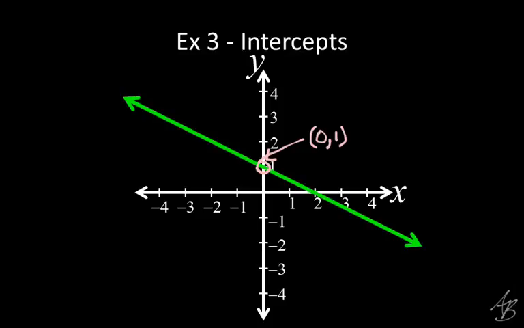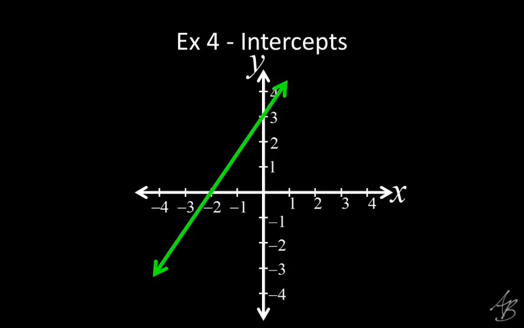So again, the y-intercept has 0 in the x-coordinate. And then the ordered pair for the x-intercept is going to be what? 2, comma 0. So the x-intercept has a 0 in the y-coordinate. All right, so go ahead and do the same thing for the other two examples. Shouldn't take you too long.